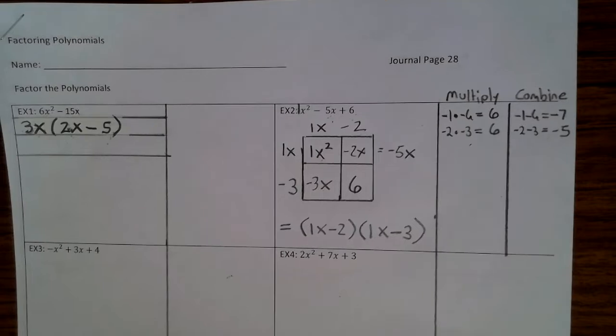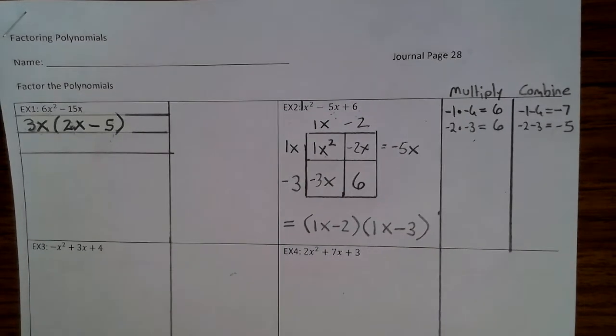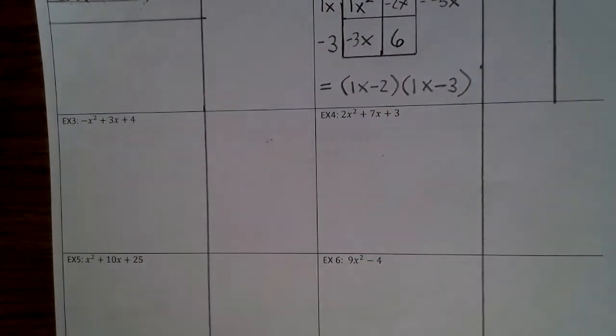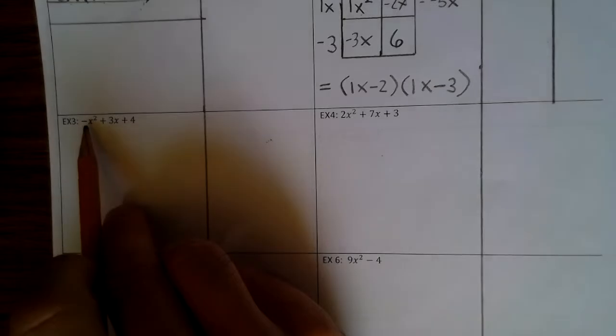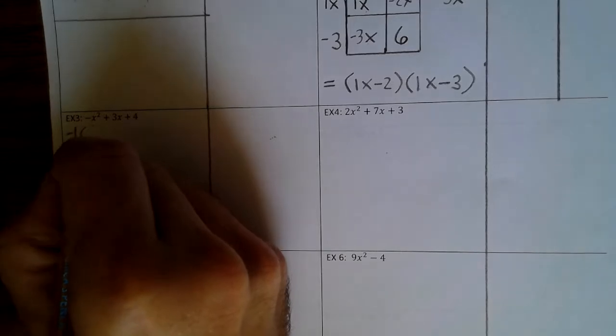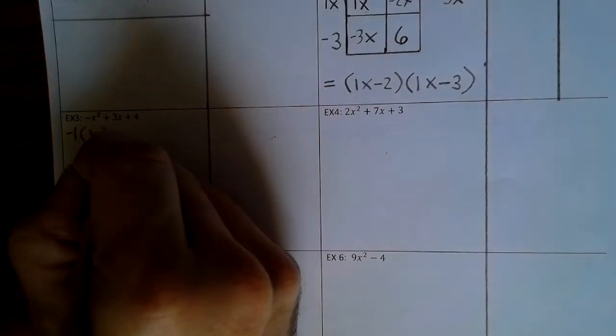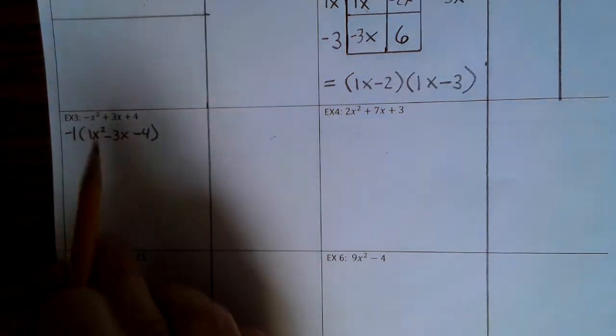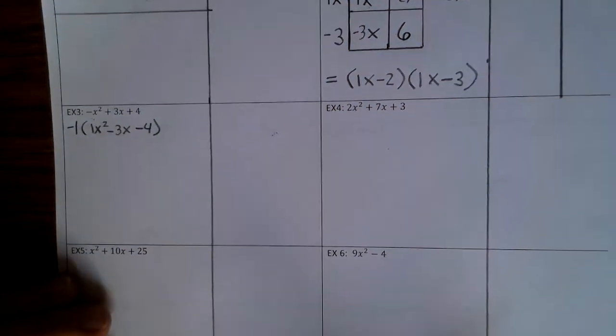Okay, go ahead and finish up example 2. All right, example 3. Now, whenever you have a negative term in the first term, the a term, you want to factor that out. So we're going to factor out a negative 1, which leaves 1x squared minus 3x minus 4. You never want a negative term in the a term, okay, when factoring.